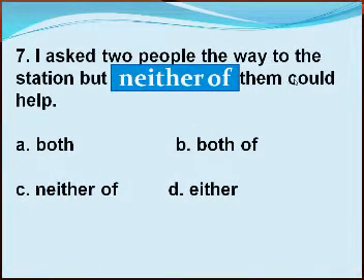Neither of them could help. The word but gives you a kind of negative feeling about the sentence. It seems like you're not happy about this. You asked 2 people the way to the station, but they couldn't help you. And because they are 2, we use neither, okay? And because we have them, a pronoun, we should use of before that. So neither of them could help.